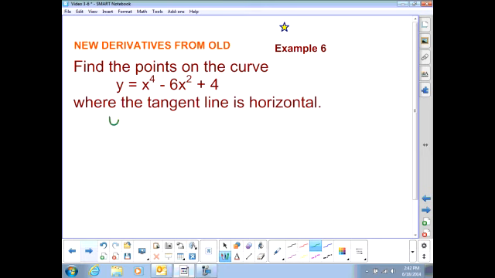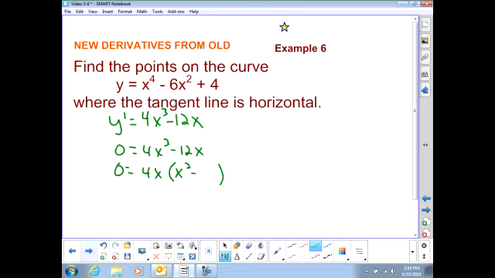So we'll start out, we'll take our derivative, we'll get 4x cubed minus 12x to the first, and then our constant's derivative is 0, so that goes away. And we want to know, when is this derivative going to be equal to 0? Because that'll be saying the slope of our tangent line is 0. So we'll say 0 equals 4x cubed minus 12x, and now we'll just solve for x. We can pull out a 4x and be left with x squared minus 3.